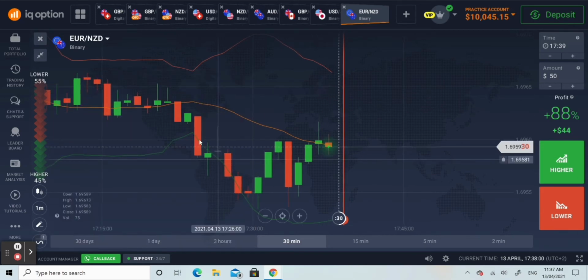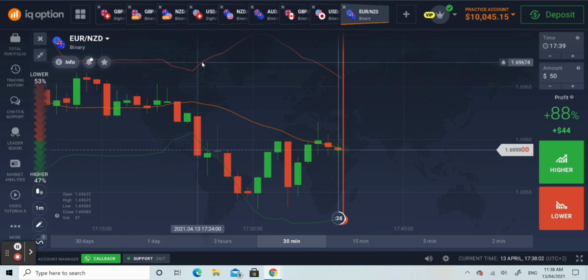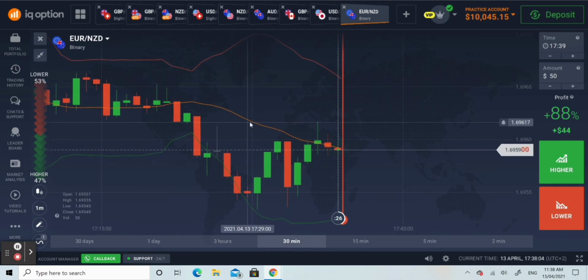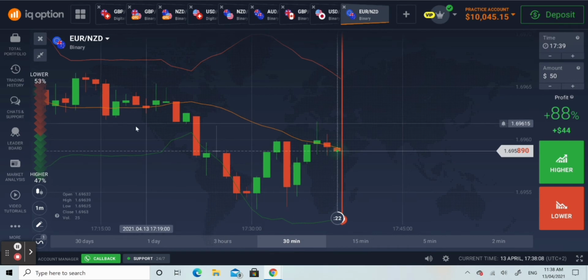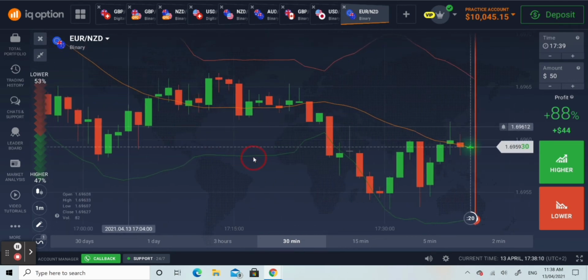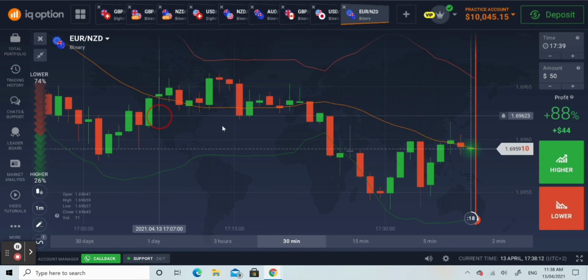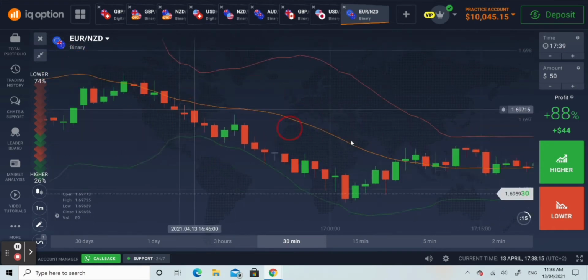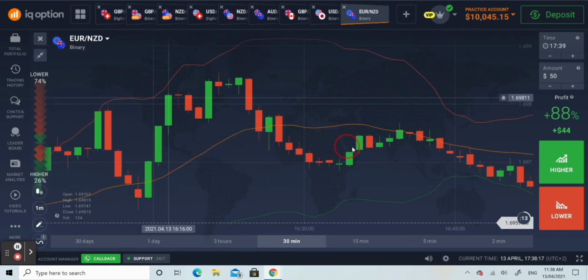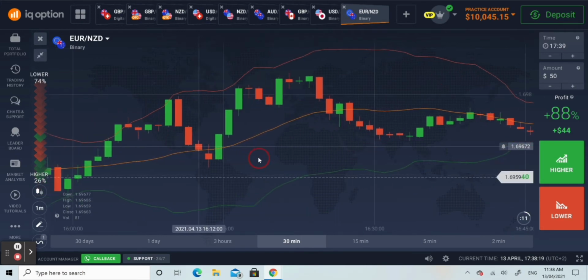All right, so there you have it. The red Bollinger Band is at the top, the green at the bottom, and the middle band is the average, or the mean, so that's midway through the market. Let's go back into history and see if I can demonstrate exactly what I mean.